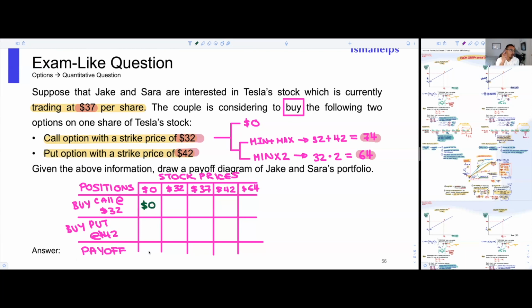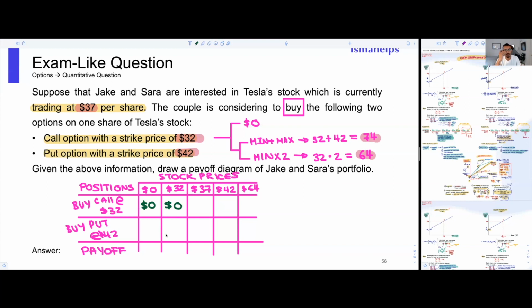Now let's say that the stock price of Tesla is $32, and you have a call option still at $32. In this case, you're indifferent. You could either buy in the stock market or you could buy with your call option. It doesn't matter, but nonetheless, you would have no payoff regardless of what scenario you take. For that reason, your payoff would be $0.